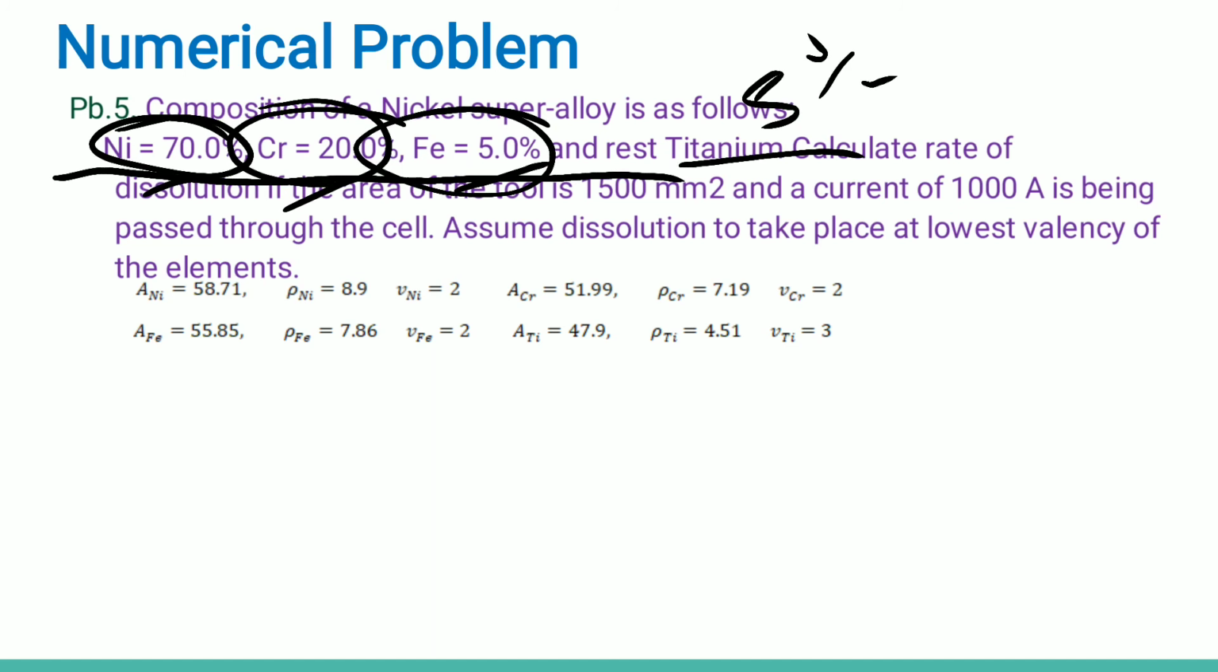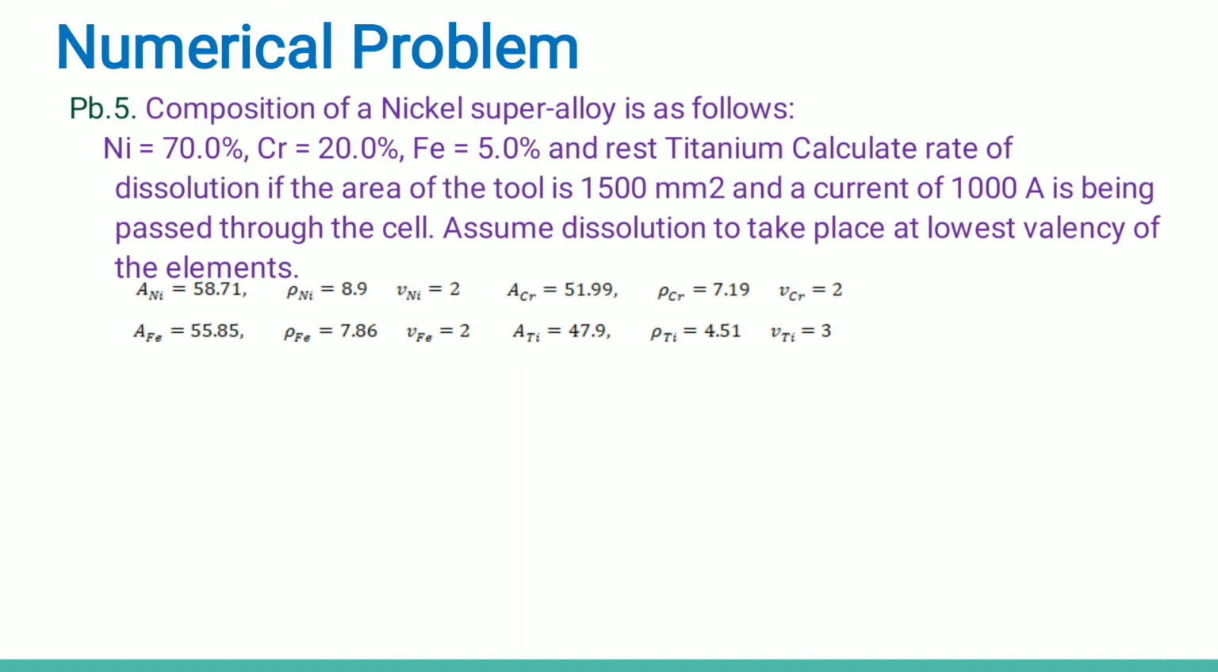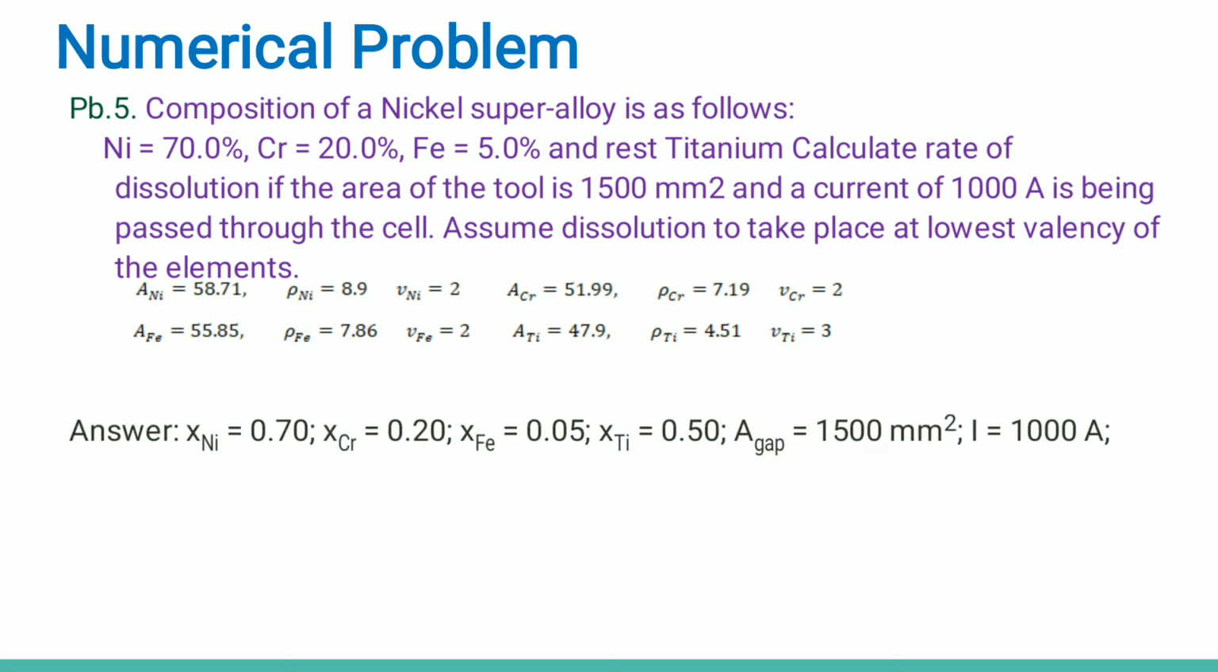Calculate the dissolution if the area of the tool is 1500 mm square, and a current of 1000 ampere is being passed through the cell. That EC cell only we are using, and assume dissolution to take place at the lowest valency of the element. Apart from it, the atomic weight, the density and the valency are given to you. The same formula that we used in the last one, we use here as well. So these are the data that is given to you.